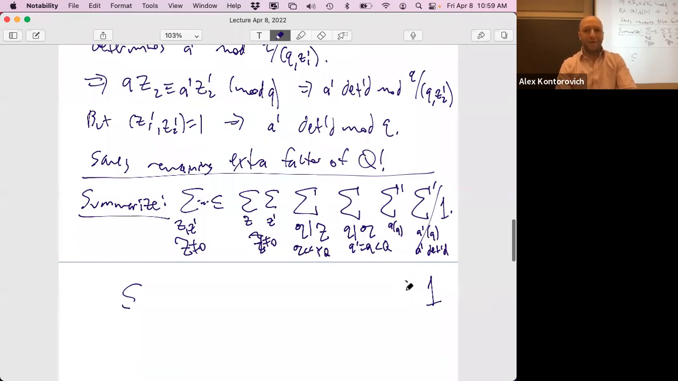Q, nothing I can do about that. How about this? This is the n to the epsilon, divisor sum. How about this? Again, n to the epsilon. How about these two, the z's, or the q squared or something?